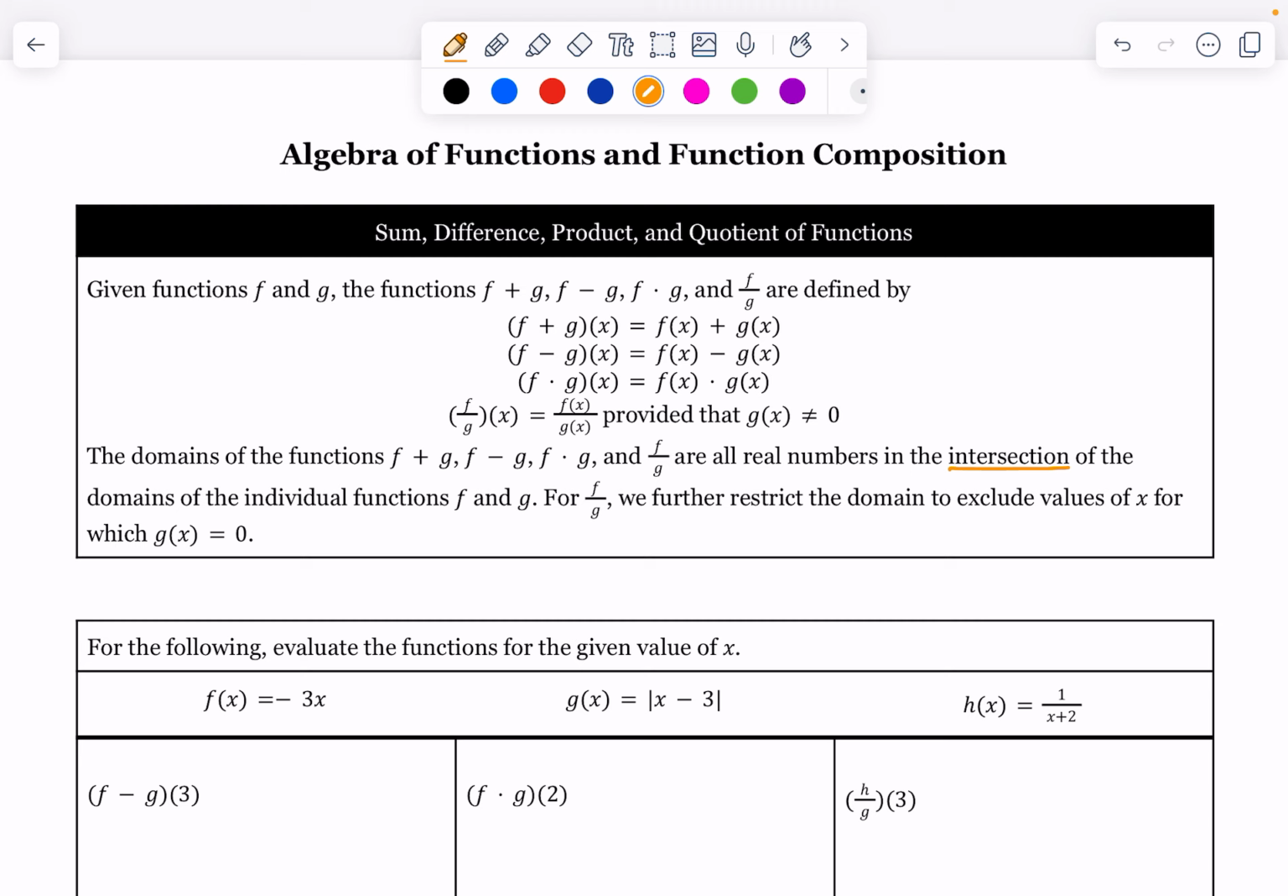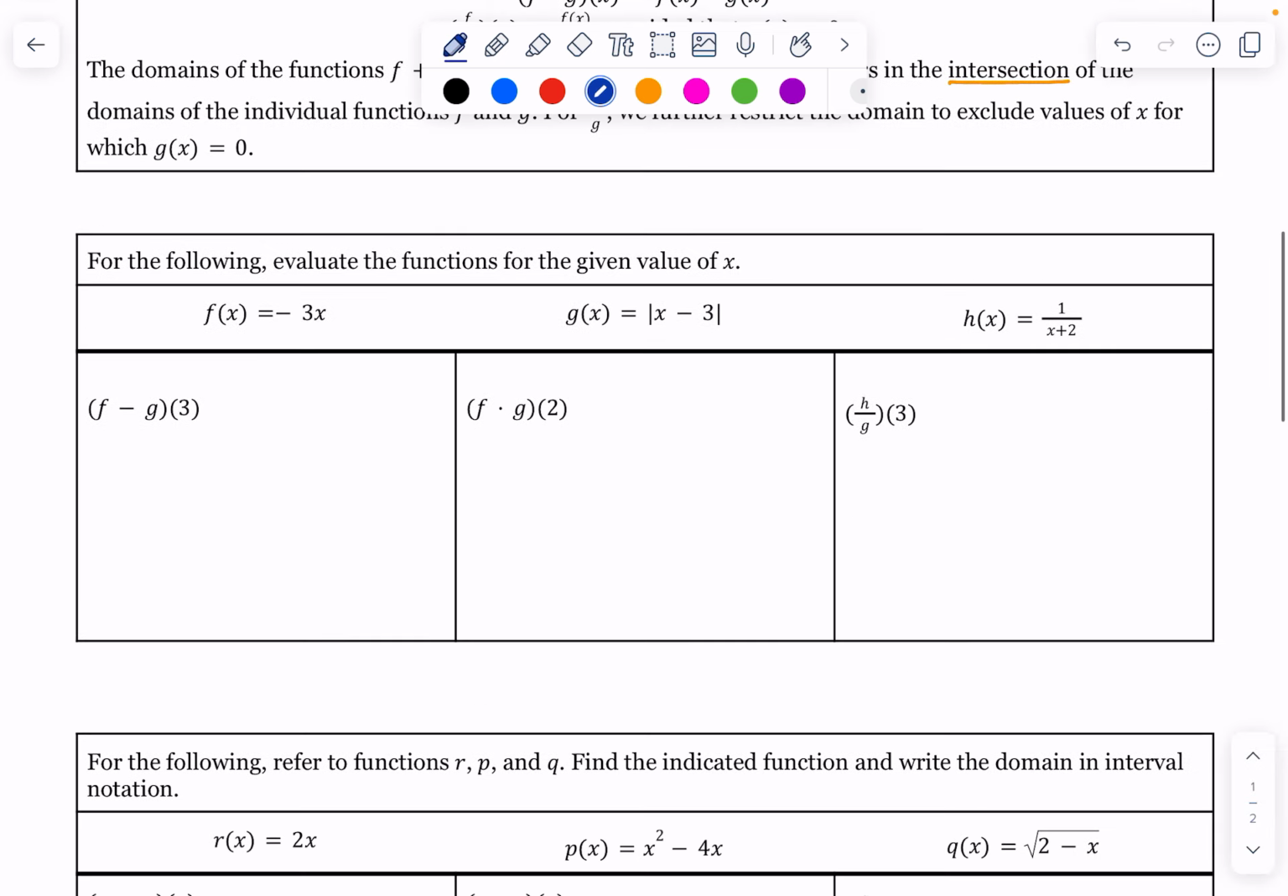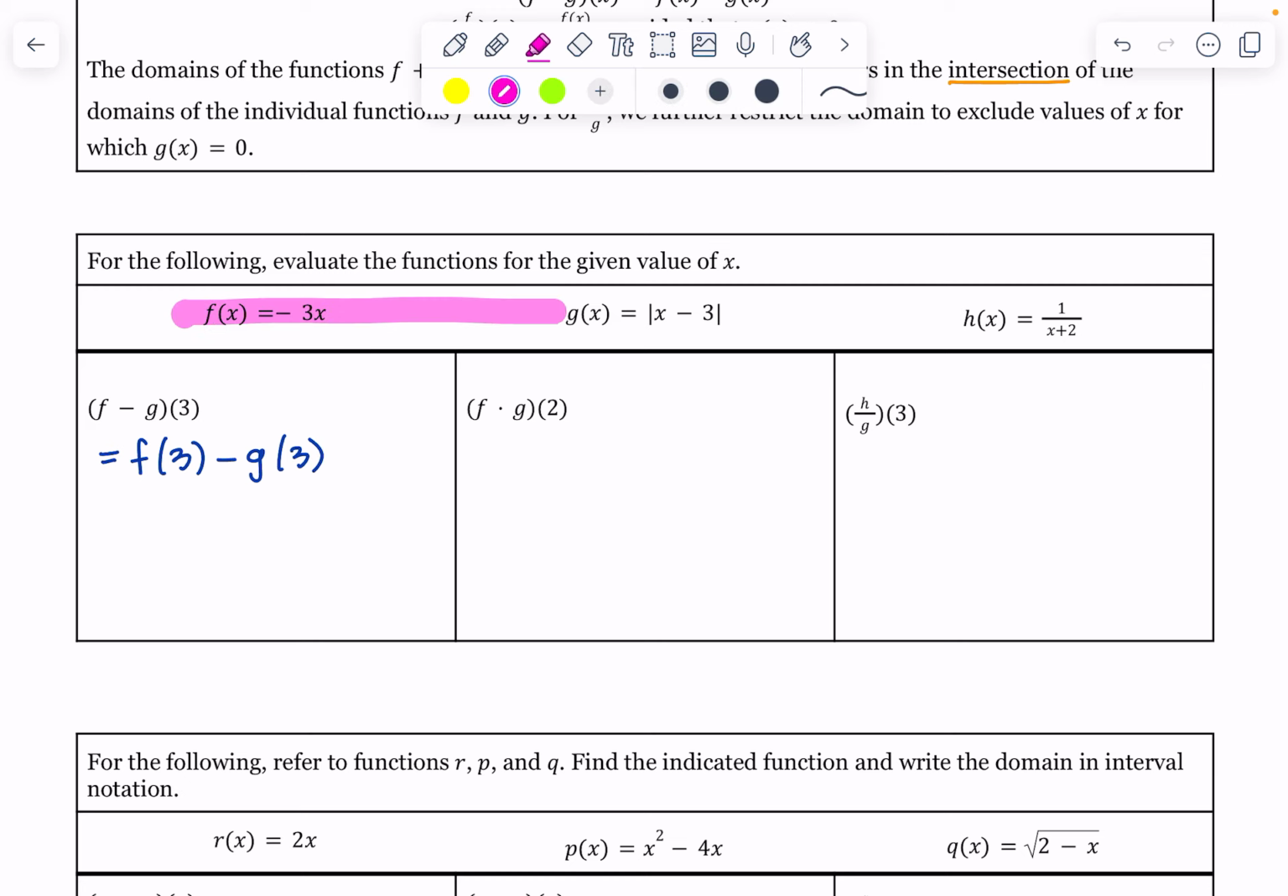Okay, this first box says for the following, evaluate the functions for the given value of x. So we have f minus g of 3. So what this means is f of 3 minus g of 3. And we are given our functions in this table here. So f of 3 would be negative 3 times 3. And then minus g of 3 would be the absolute value of 3 minus 3.